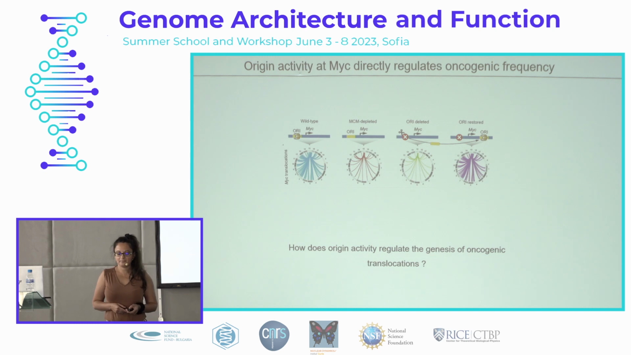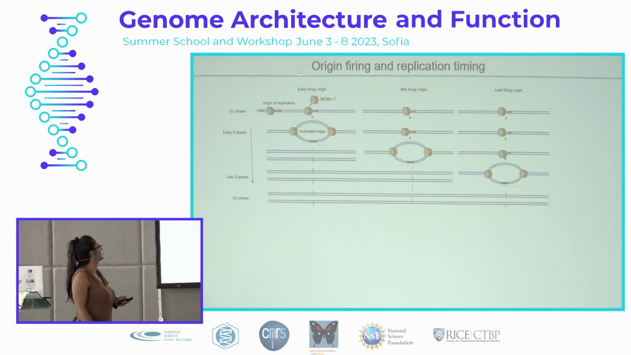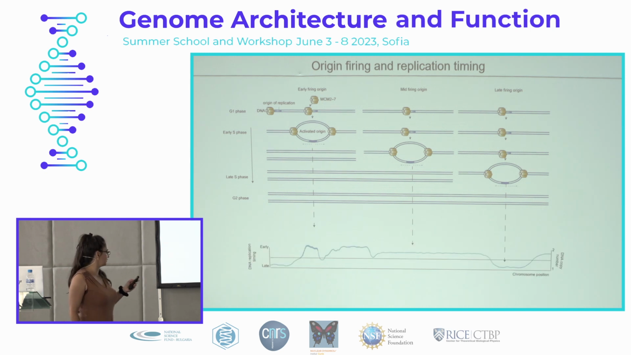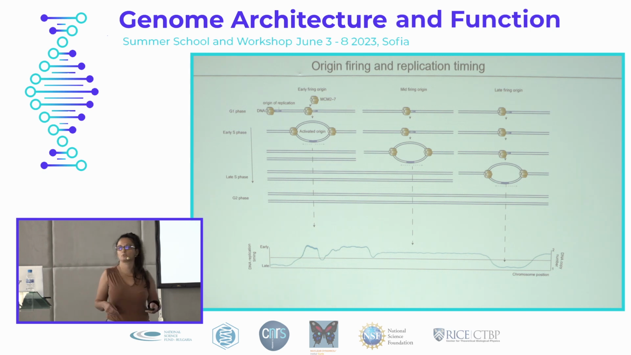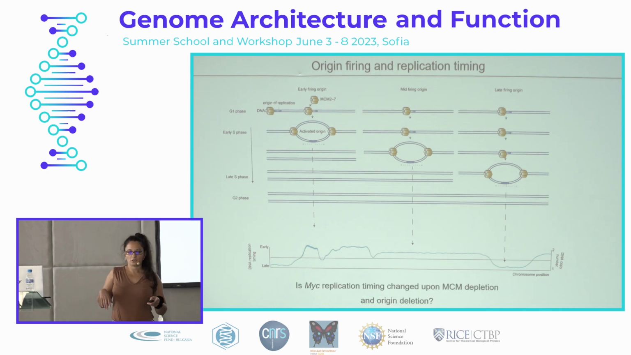So what is the mechanism? How does origin activity play a role in translocation genesis? We know that the origins fire throughout S phase. We have some origins which fire in early S phase, then in mid S phase, and then in late S phase. What this means is that some regions of the genome get replicated earlier, and some regions of the genome are replicated late in S phase. So we thought that by deleting the origin or decreasing the origin activity, we would modulate the time when MYC is being replicated, and this would have some implications later on with genome architecture.